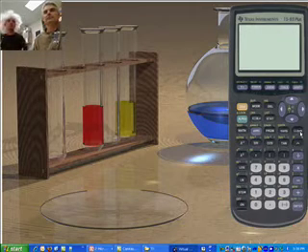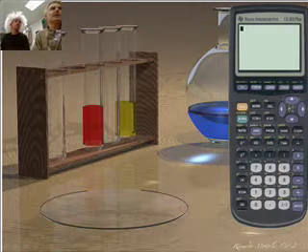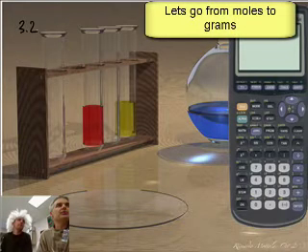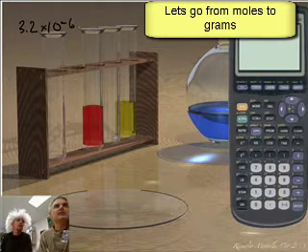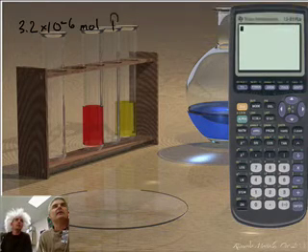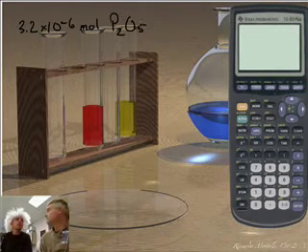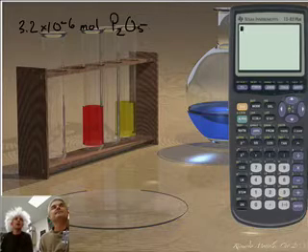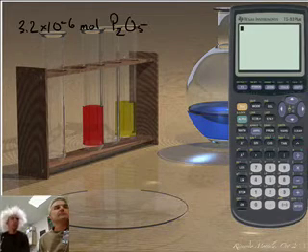All right, what problem should we do now, Mr. Sanders? Well, that time we went from grams to moles. Let's go the other direction, from moles to grams. So let's say we've got 3.2 times 10 to the negative 6th moles of diphosphorus pentoxide. Ooh, that's pretty fancy.